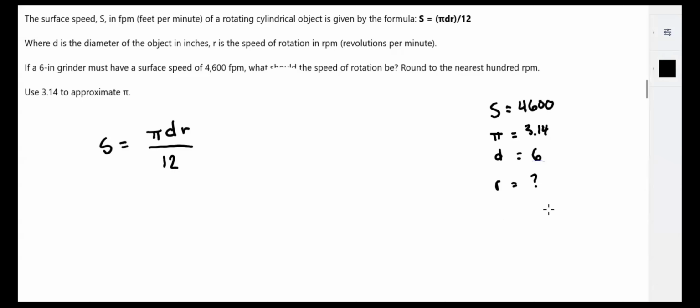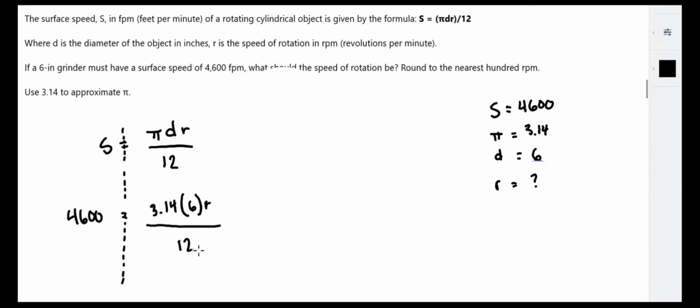So let's see. They have given me an S value of 4,600. Let me put my separation in there. So I'll replace the S with 4,600. Actually, let me write that a little bit lower. Keep my equal sign. They have said I can use 3.14 to approximate pi, so 3.14 for the pi. Next up is D. D they said was 6. I'm going to use parentheses to indicate multiplication. R is up next, which I do not have, so I'm going to keep it as an R. And then the whole thing is divided by 12.